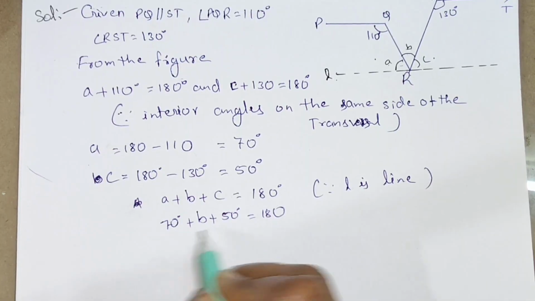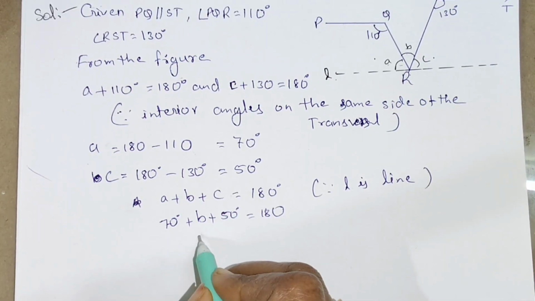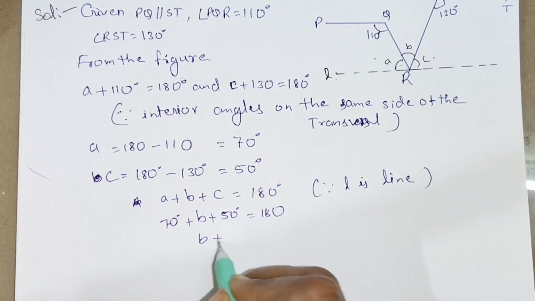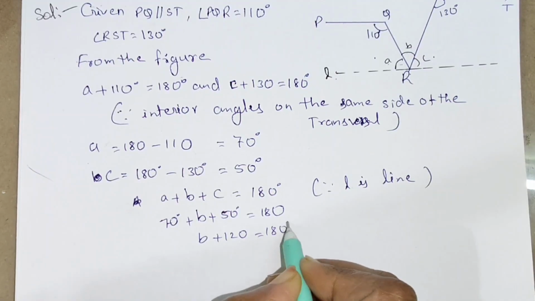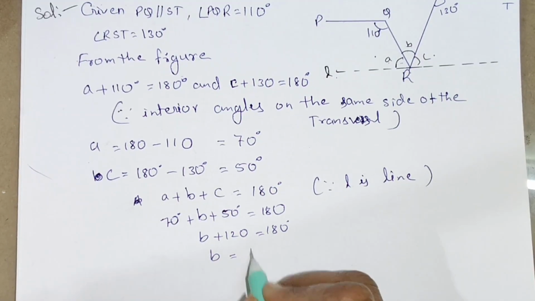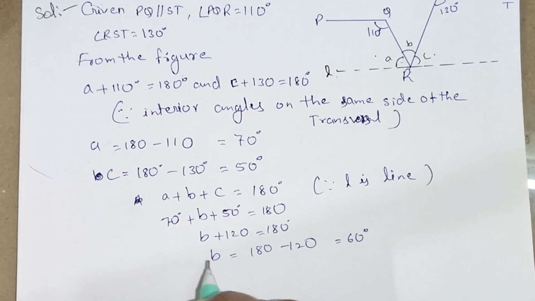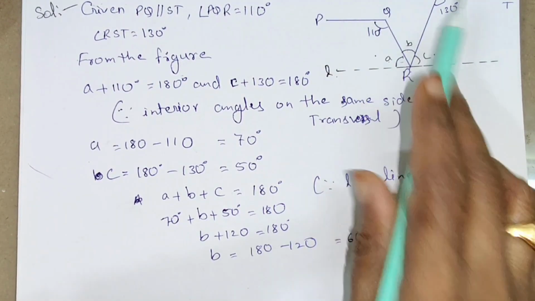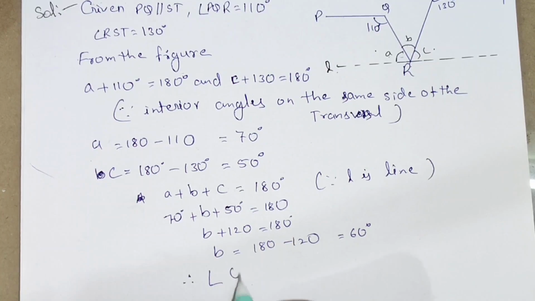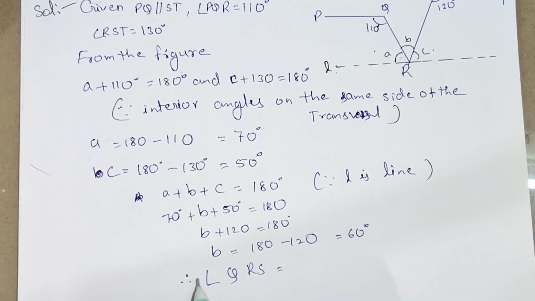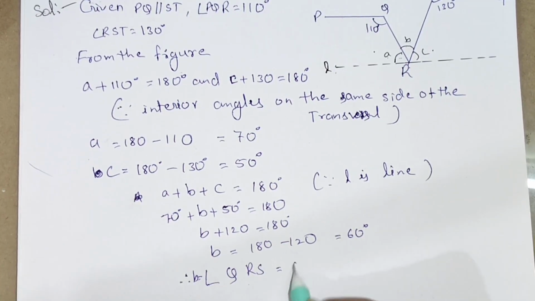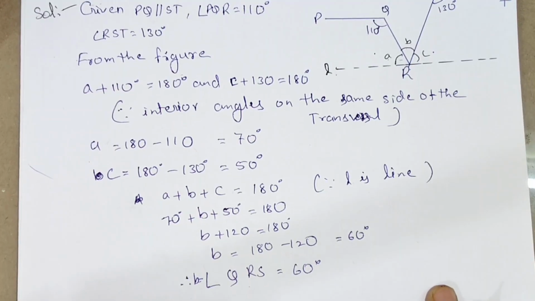Here 70 plus 50 equal to 120, plus B is equal to 180. So B equals 180 minus 120. Here B equals 60 degrees. B is the angle QRS. So therefore angle QRS equals 60 degrees. Hence proved.